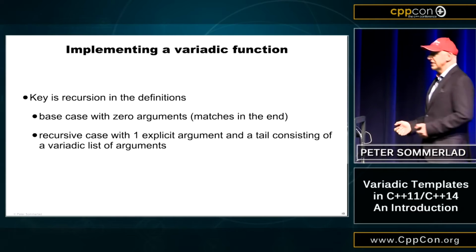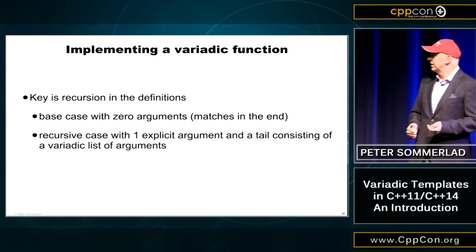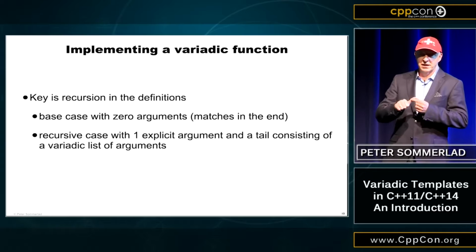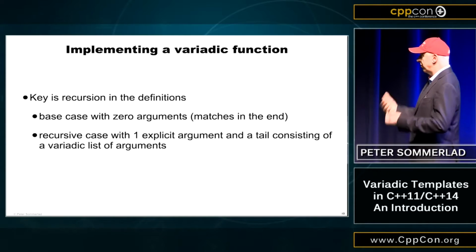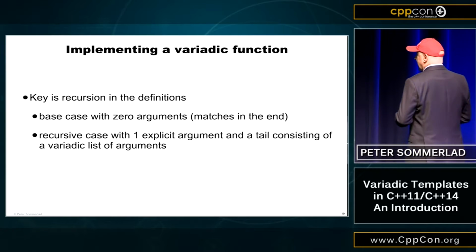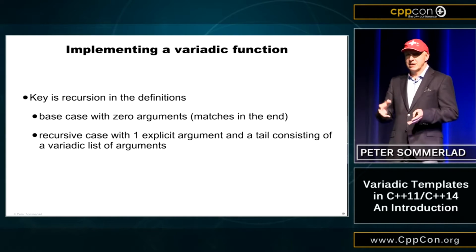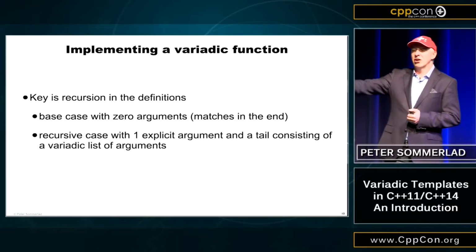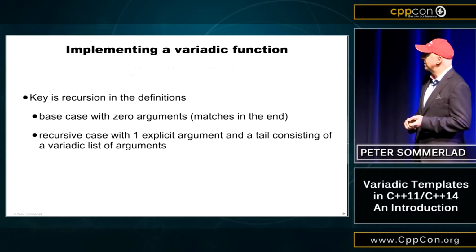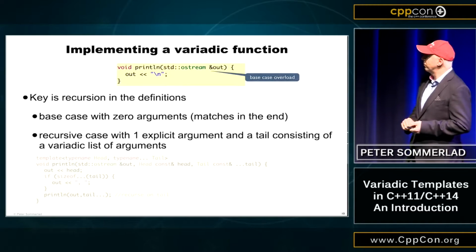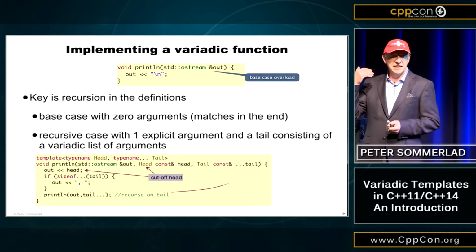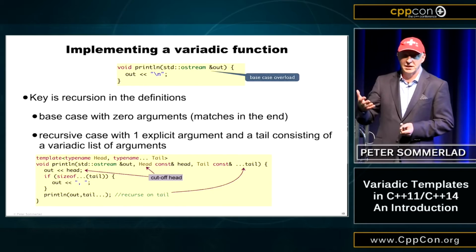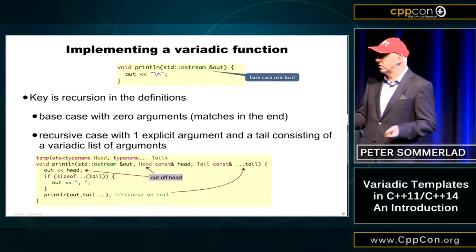The key to recursion is that you have a base case, typically with a parameter pack size of 0. And you have the regular case where you just take one away, do something with that one, and then call the function itself with the rest. So we provide a base case for our println without any arguments, and this doesn't even need to be a template function, it's just a plain overload.